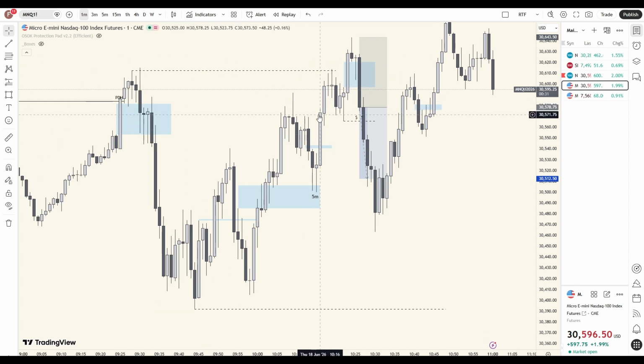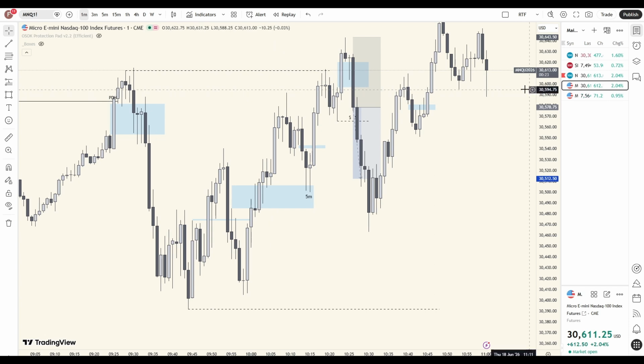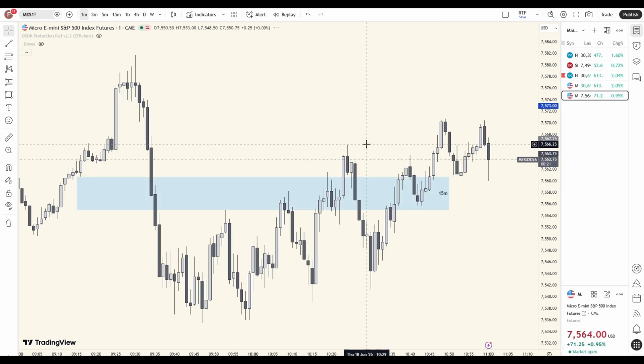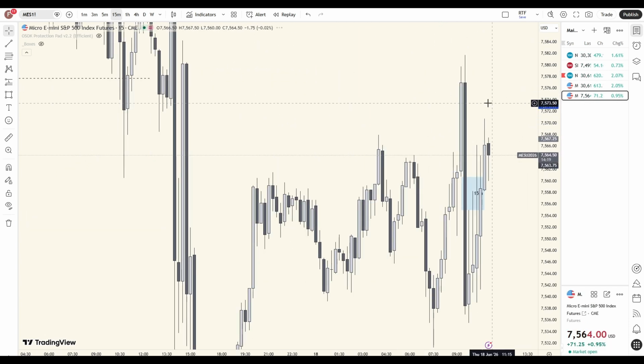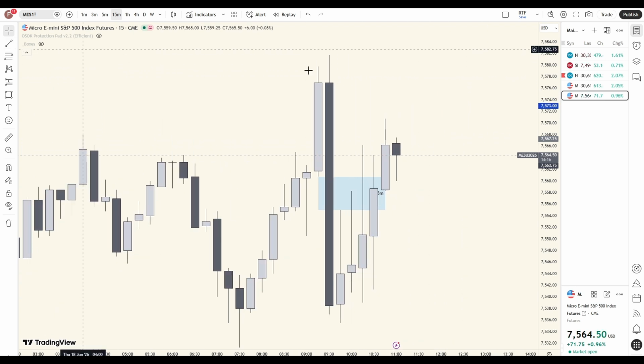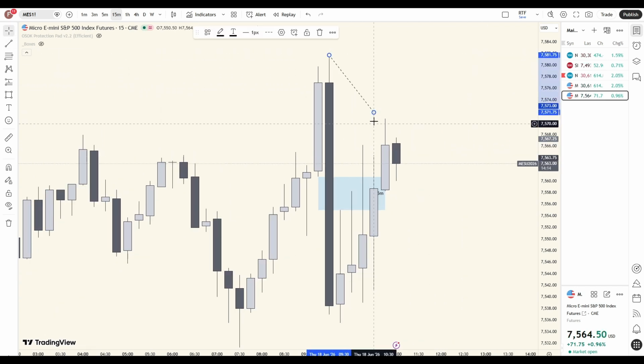So what we can see here is we start taking out this high, we take it out again, and we form this 1 minute bullish fair value gap right here. Very important what happens on ES, right? We have heavy SMT at this point, right?